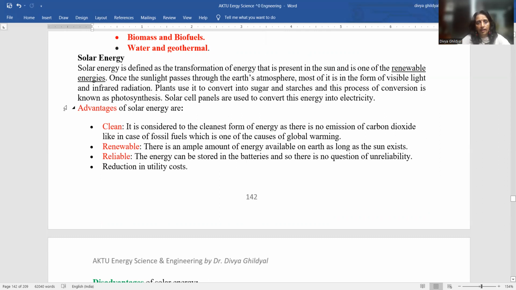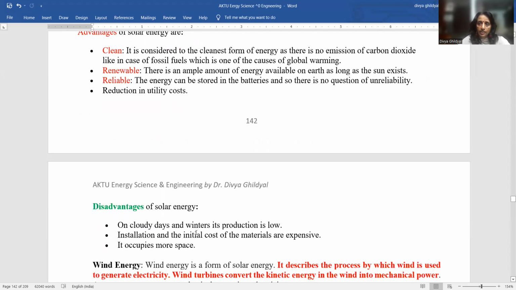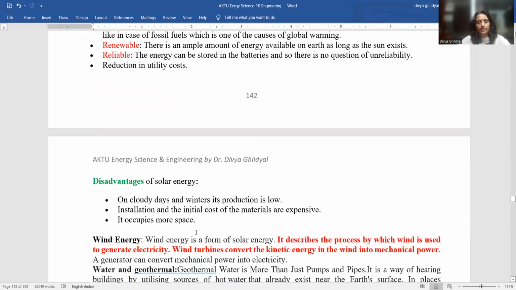Advantages of solar energy are, obviously, it is clean, one of the cleanest forms. During COVID times, all COVID patients were told to take sunlight so that it kills the viruses, and office buildings have been strictly told to be designed in such a manner that they get maximum sunlight during daytime. Renewable, that is, an ample amount of energy available on earth. As long as the sun is existing, life is there. Reliable, that means we totally trust the sunlight energy, and it results in utility cost reduction.